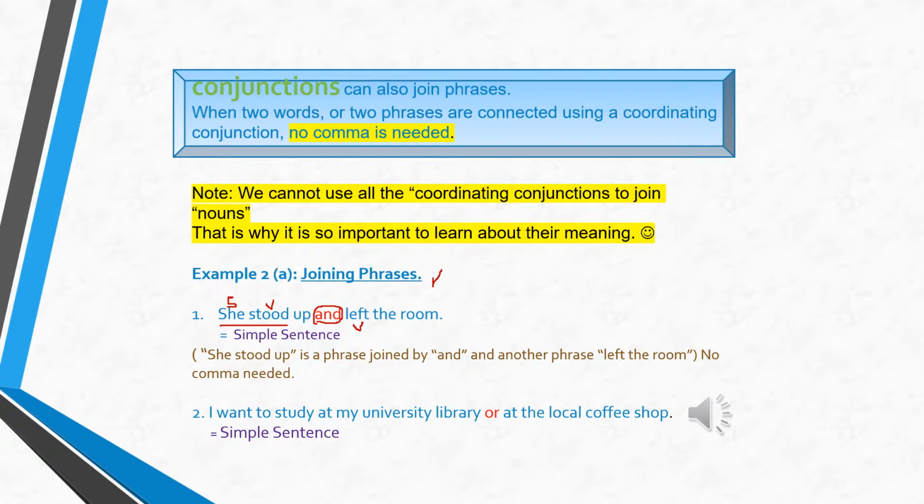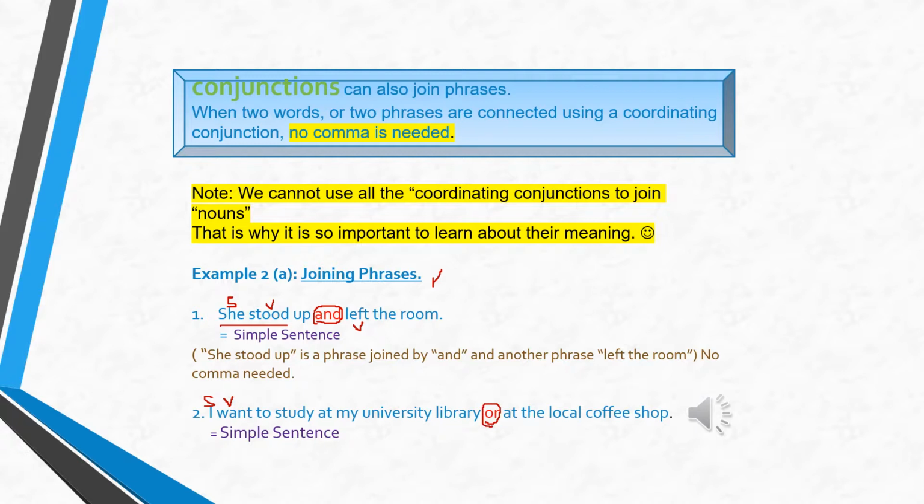Example number 2. I want to study at my university library. That is a complete independent clause because I is my subject and want is a verb. Now, if you continue reading, stop before the word or.